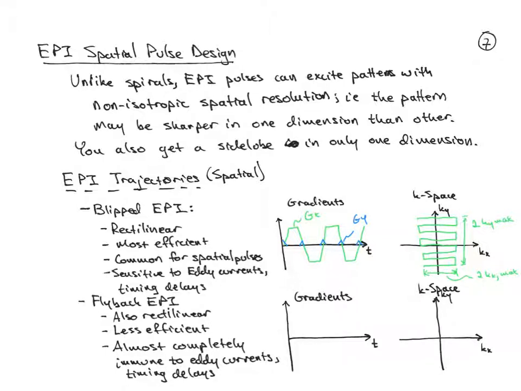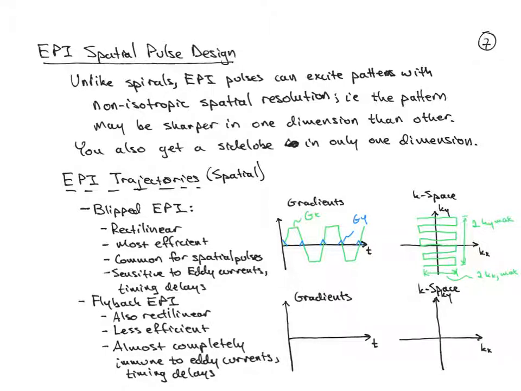The other major option for echoplanar trajectories is flyback. It's also rectilinear, but it's less efficient because you always try to scan going the same direction. You always try to make all your frequency encode trapezoids go the same direction. But it's almost completely immune to eddy currents and timing delays, which makes it very, very robust. You don't really have to compensate any of those effects. So a flyback trajectory looks like this.